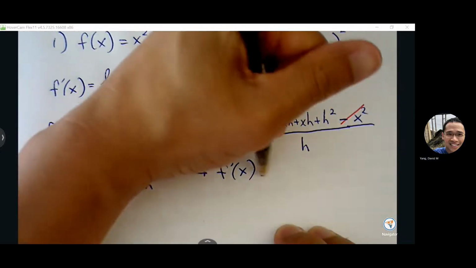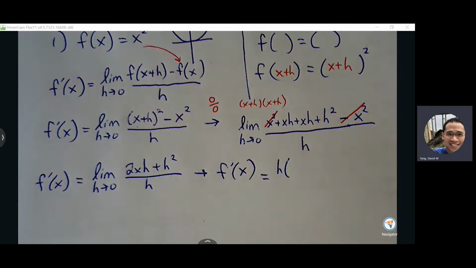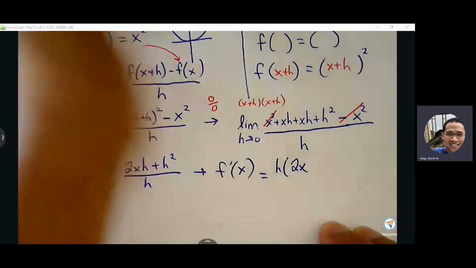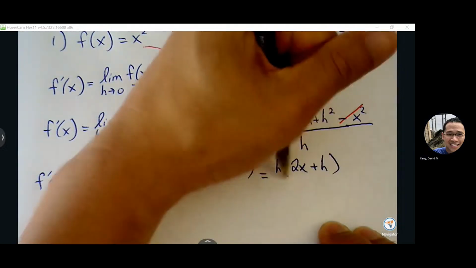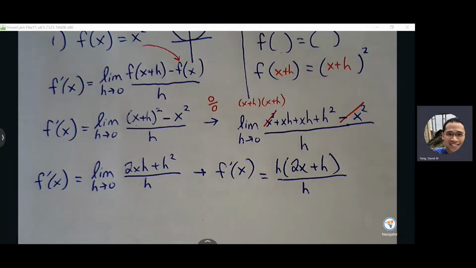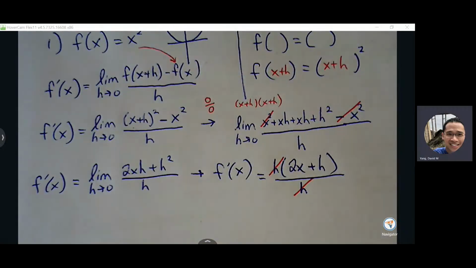So we should always be able to factor an h out of the numerator. If you can't factor an h out of the numerator, you missed something along the way. That's a red flag. You want to go back and double check why you're not able to factor an h out. The problems I give you will always let you take an h out. So what happens here? The h's go away. So the hole has been removed.